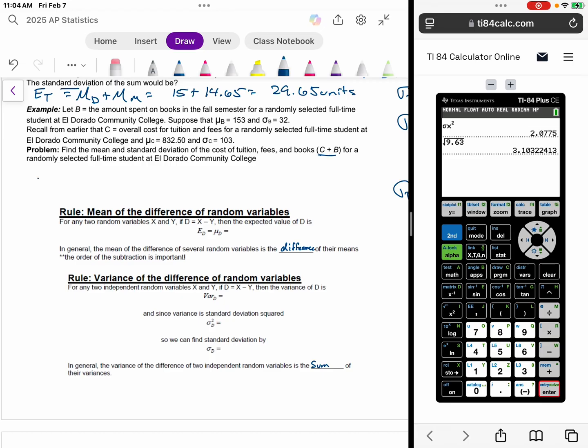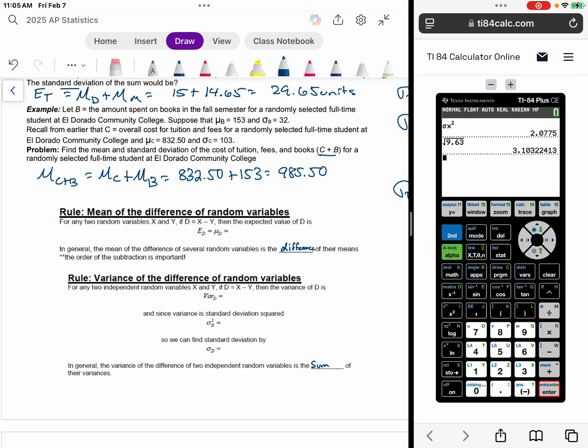So the mean of C plus B is equal to the mean of C plus the mean of B. That's what we know. So I can take the mean of my cost, 832.50, plus 153, and that gives me 985.50.